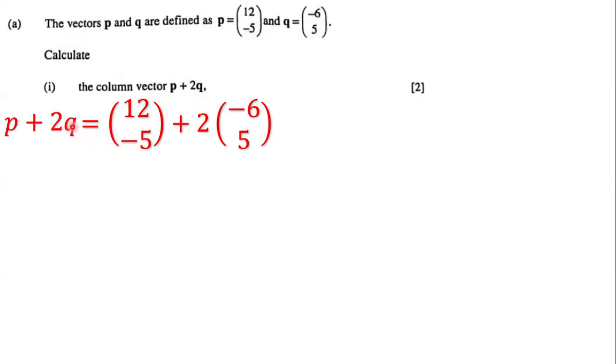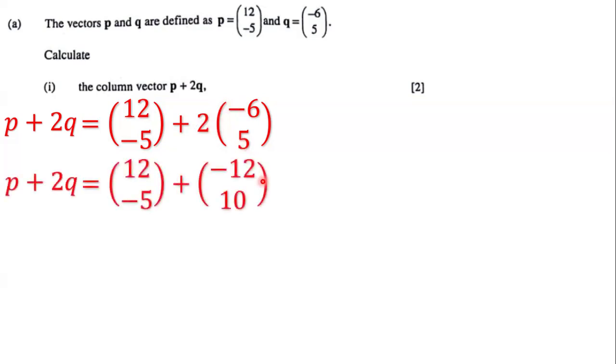What is 2Q? Well, that's going to be 2 times Q, 2 times this vector. And so we have (12, -5), and we have 2 times Q, and we know that Q is (-6, 5). And so what are we going to do? Well, the first thing we're going to do is multiply. So we're going to take 2 and multiply it by -6. We take 2 and multiply it by 5. And so we have 2 times -6, and 2 times -6 is -12. Then we say 2 times 5, and 2 times 5 is 10.